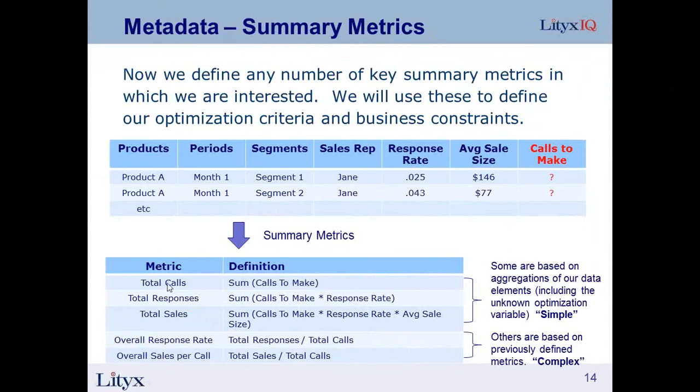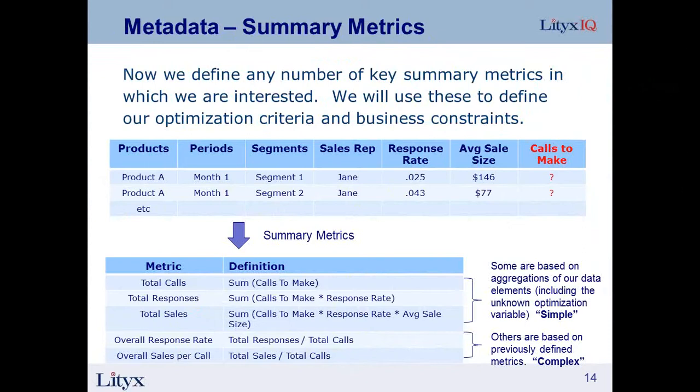All right, so this first one here that's called total calls is just summing up the calls to make. So even though we don't know the answer yet, we're telling our optimization routine that one of the core metrics we care about at the end is the total number of calls that it's recommending we make. Okay, so that's computed simply by summing up the calls to make variable. Moving down, we may define the total number of responses that we'd expect, and that's just computed as the sum of the calls to make variable times the response rate.